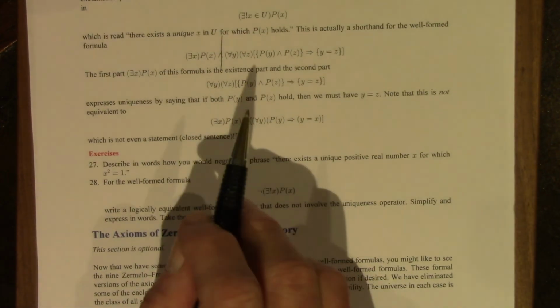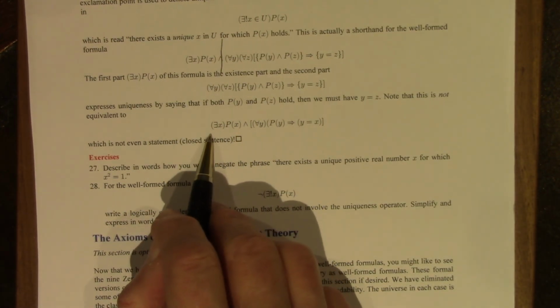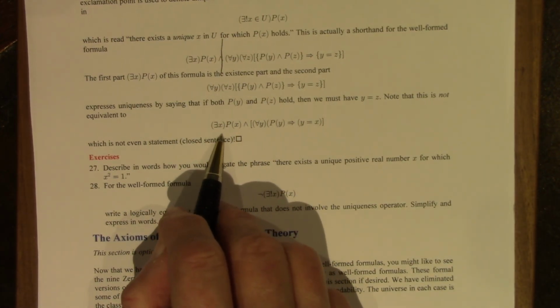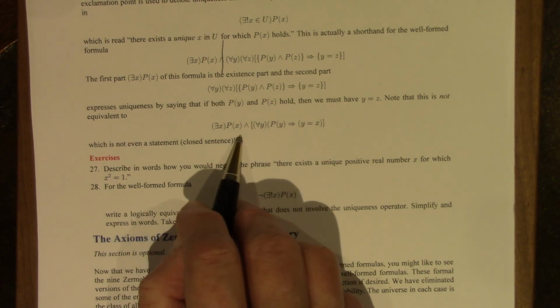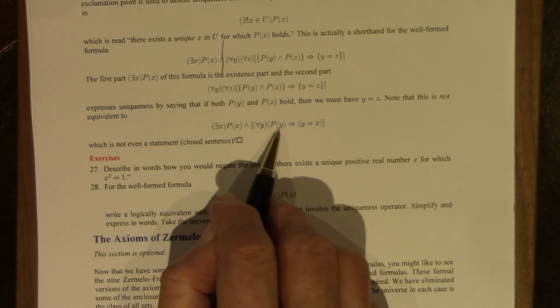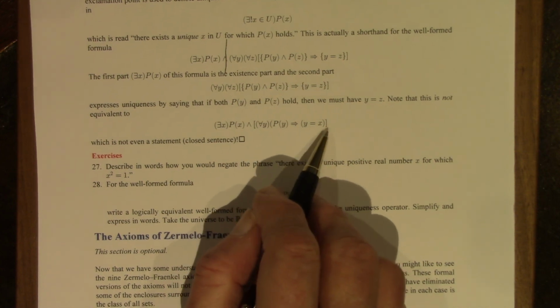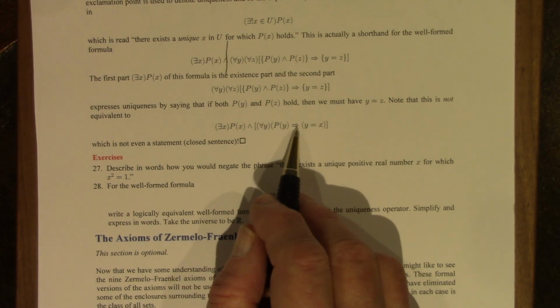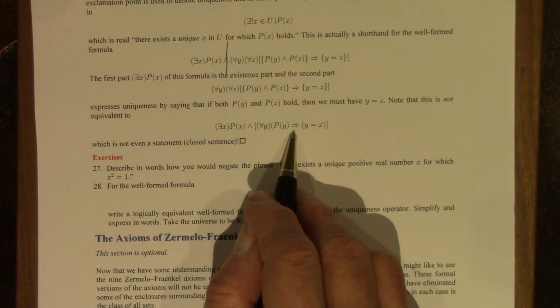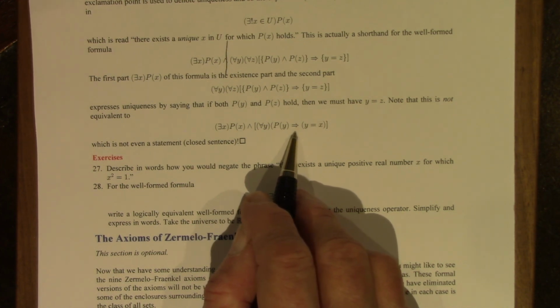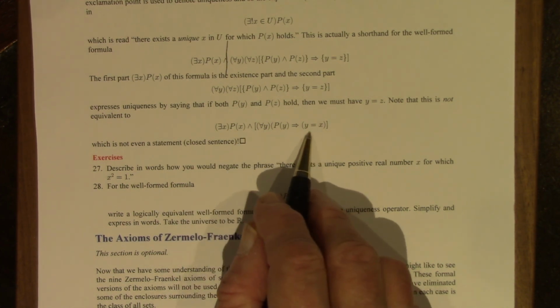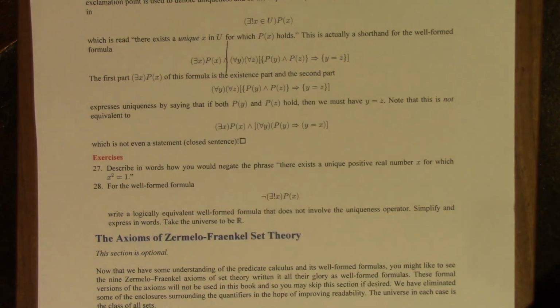Okay. This is not the same as writing there exists an X such that P of X and for all Y, P of X implies Y equals X. This isn't even a closed sentence. Okay. So I would think about this a little bit more and see why it's not the same as that.